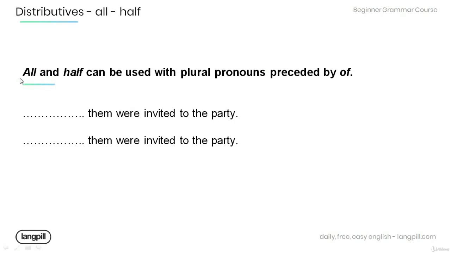And remember that all and half can be used with plural pronouns preceded by of. Have a look at the sentences below and fill in the gap using the appropriate distributives. All of them were invited to the party. Half of them were invited to the party.